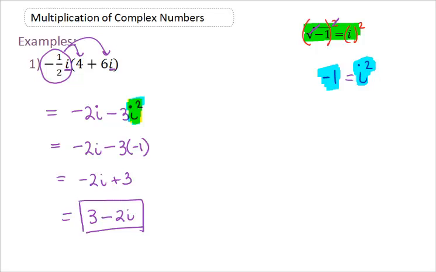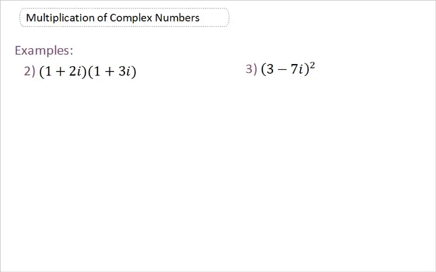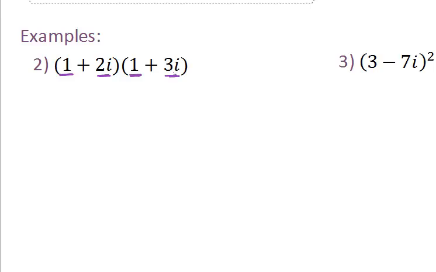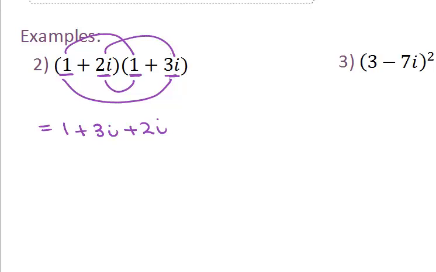Let's see some more multiplication on complex numbers. My example 2, I have 1 plus 2i times 1 plus 3i. If you would like, pause the video, see if you can work each of these examples on your own. Alright, example 2. I have 2 terms times 2 terms. So, treating this just like a polynomial, the word that I'm going to use is FOIL. First, I have 1 times 1, which gives me 1. Outside, I have 1 times 3i to give me a 3i. Inside, I have 1 times 2i to give me 2i. And last, 2i times 3i. 2 times 3 gives me 6, and i times i gives me i squared.